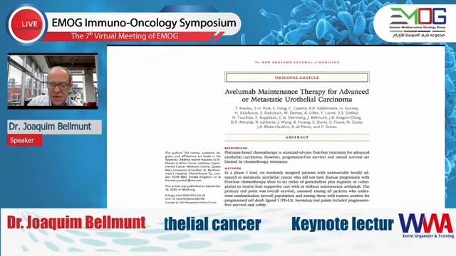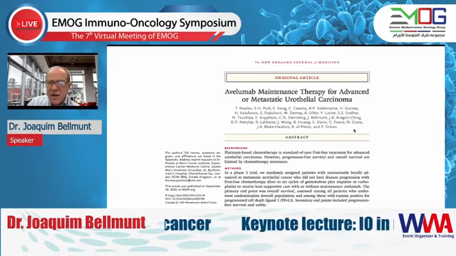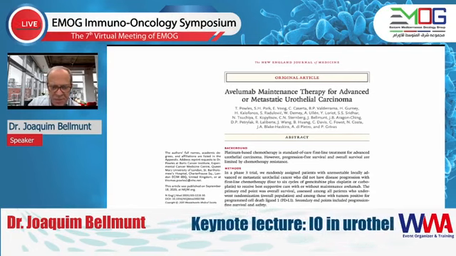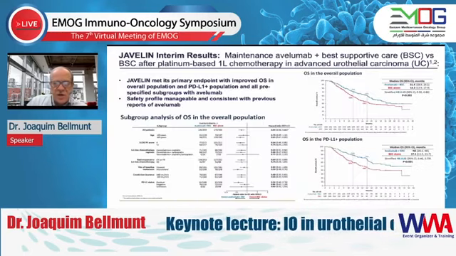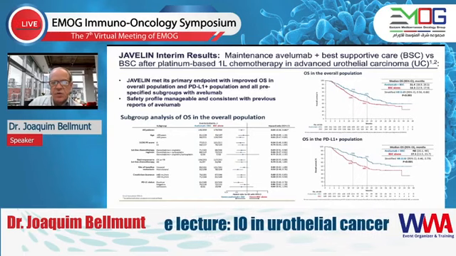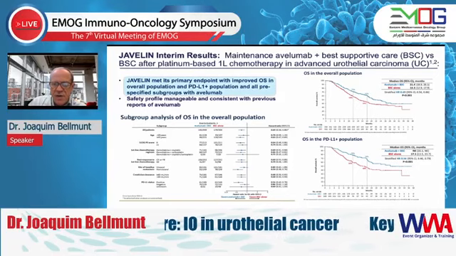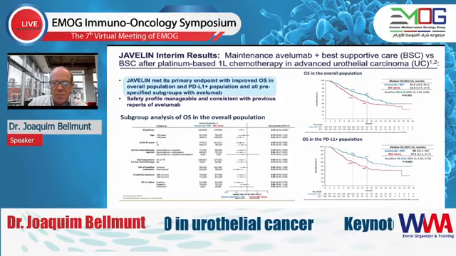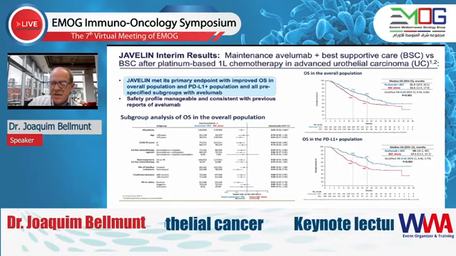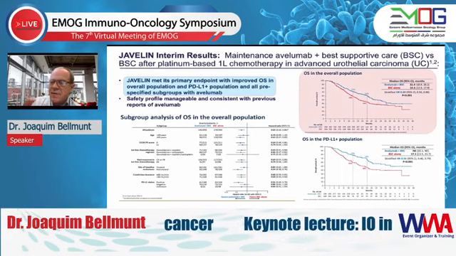So this is the paper. I was in the steering committee designing this trial because I was involved in the avelumab trials, and as mentioned, the full trial is now published in the New England Journal. So here are the results of the JAVELIN. The interim analysis, in fact, was what was presented. We can see that this trial met its primary endpoint, that was overall survival in the overall population and also in the PD-L1 positive population. You can see here that the magnitude of benefit of this survival advantage is 7.1 months.